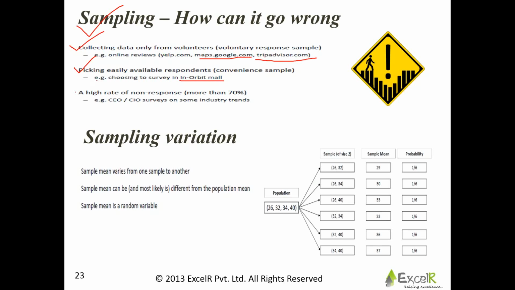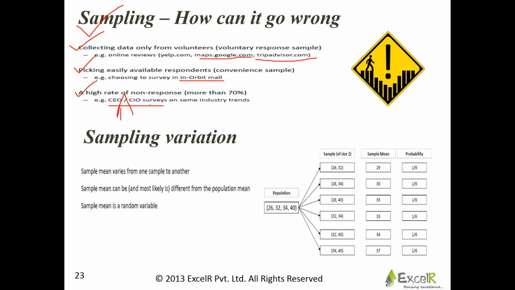And look at this, a high rate of non-response. CIO.com or your so-called CIO CEO websites, they publish a lot of survey results on the industry trends. And each survey would contain approximately 50, 60 odd questions. It would take 1 to 2 hours at least to complete the survey. Do you think your CEOs would be so free that they're going to sit down and fill the survey questions worth 2 hours? May not be, right? Most people are not going to respond.